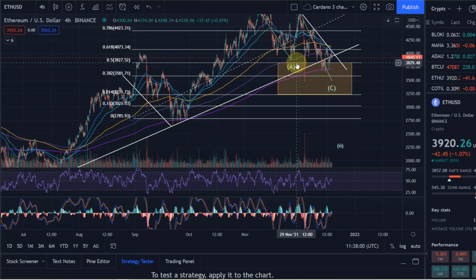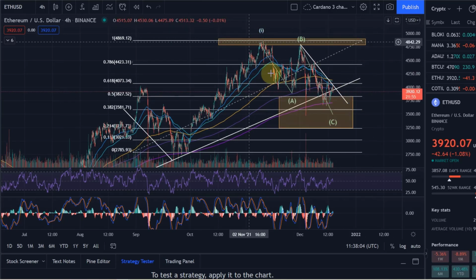3,830 as resistance. Now I think this is an ABC correction. That is what we currently have at play here. After we started a new wave from here to the upside, 1, 2, 3, the next move up will be a wave 3.